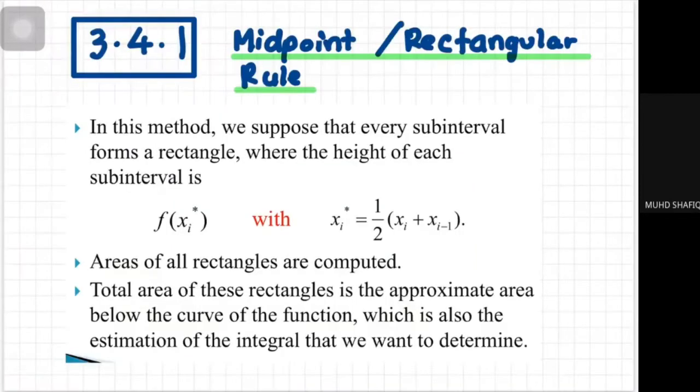Okay, now let's move to the midpoint rule. In this method, we suppose that every subinterval forms a rectangle, where the height of each rectangle is half times (xi plus xi minus 1). So the areas of all rectangles are computed, and the total area of these rectangles is the approximate area below the curve of the function, which is also the estimation of the integral that we want to determine.